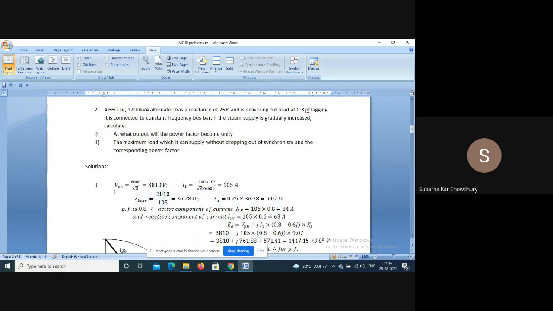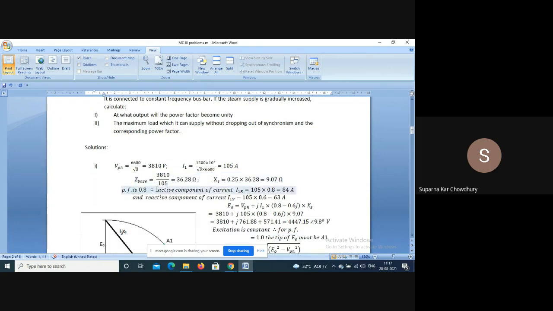So again, we can have the phase voltage. Phase voltage is the line voltage divided by root 3. Then we can have the current. We have the kVA rating and the voltage, so we can calculate the current. So the phase voltage is 3810 volt. Current is 105 ampere. So again we can calculate the Z base value. Z base is 36.28 ohm. So this is actually the per unit value given. So the ohmic value of XS will be 0.25 into Z base, so it is 9.07 ohm.